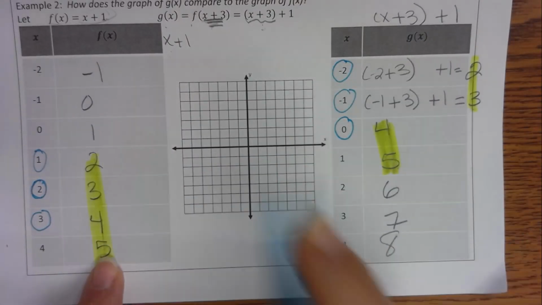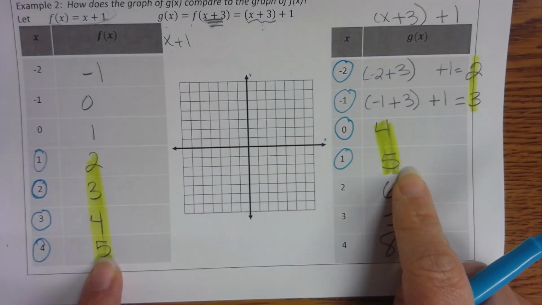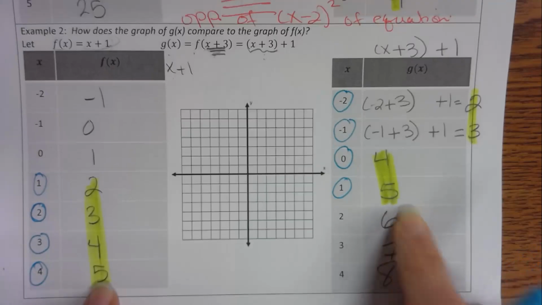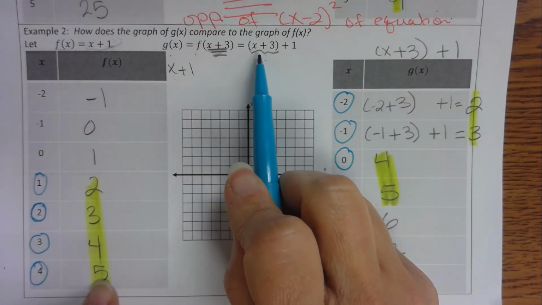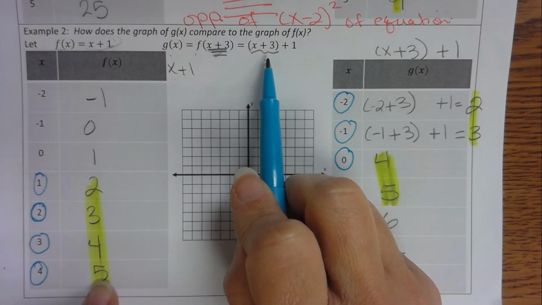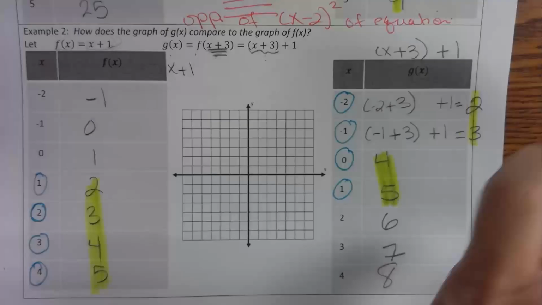Okay, look at the 5s. We went from 4 to 1. That's 3 to the left. How does that compare to the equation? Yes, that's right. This is saying plus 3. I'm going to go opposite. 3 to the left. That's how horizontal translations work.